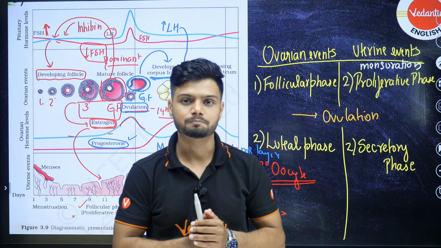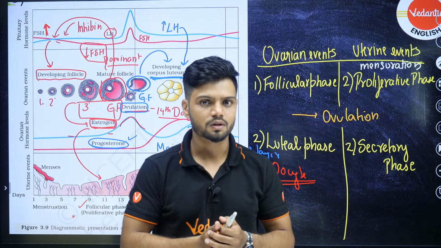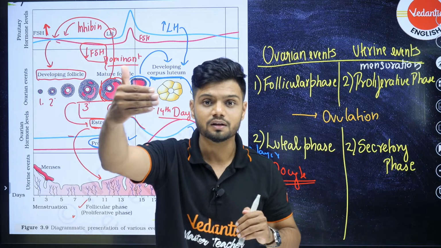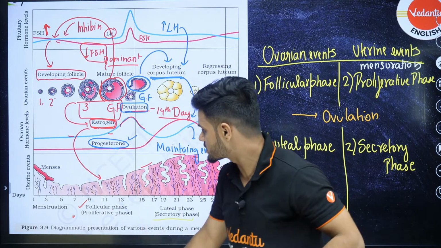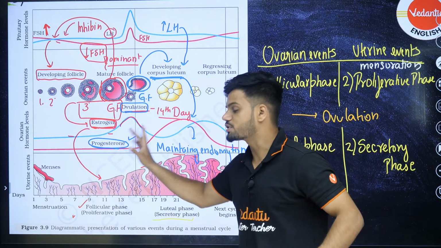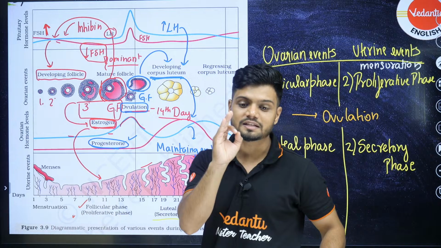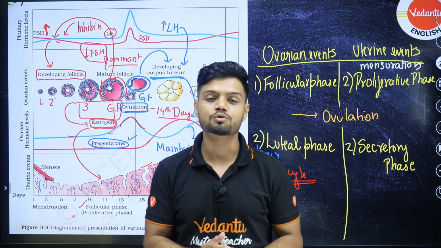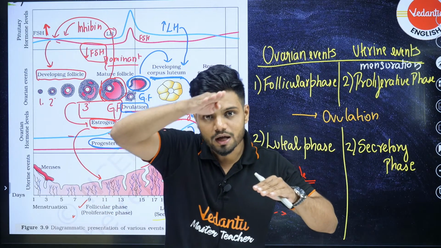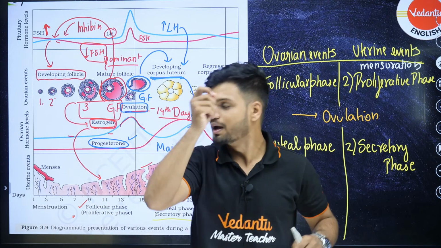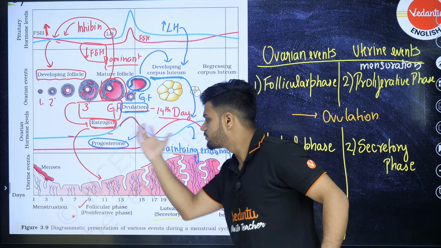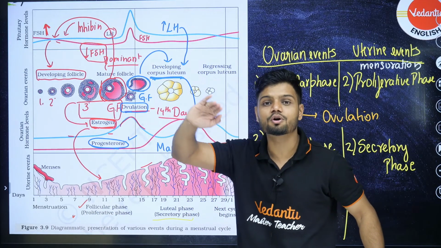Now, if I ask you a question, students, which hormone is responsible for formation of the endometrium layer? The formation of the endometrium layer is estrogen. Maintaining the endometrium layer is progesterone. Is that point clear to all of you? Proliferation is because of estrogen, then maintaining is because of progesterone.